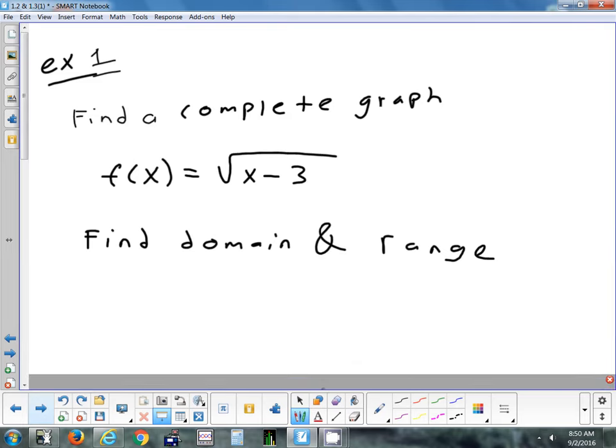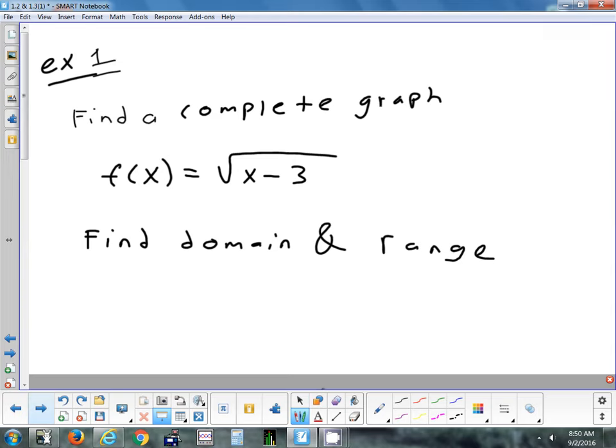All right, so we kind of did one like this in the last section where we found a complete graph, but now I'm asking for the domain and the range. Domain and range is something that people usually struggle with. So visually, when I think domain, when I look at the picture, I'm thinking how far left and right is it going to go? When I'm thinking range, that's y values. Looking at the picture, how far up and down is it going to go?